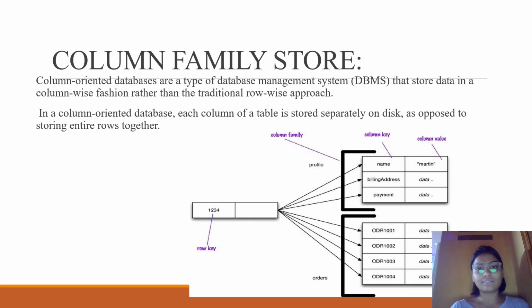Now we'll see column families too. Column-oriented databases are a type of database management system that store data in a column-wise fashion rather than the traditional row-wise approach. In a column-oriented database, each column of a table is stored separately on disk as opposed to storing entire rows together. If you see below here, the structure of a column family contains column key and column value, having a profile and orders, with a row key.